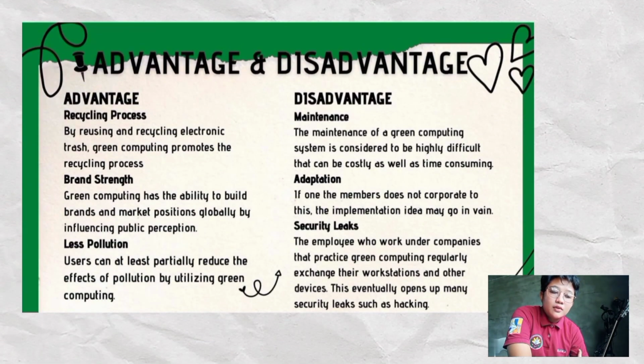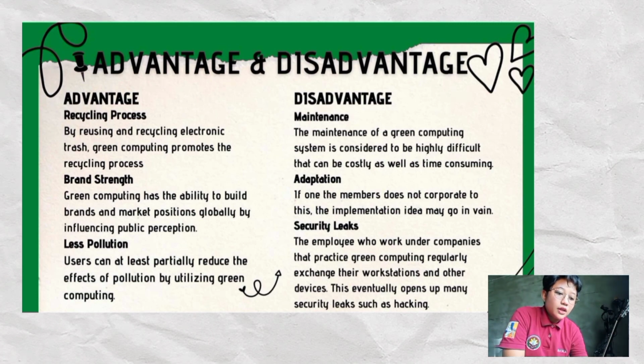We all know how the recycling process works, but in green computing, it is the reusing and recycling of electronic trash because these wastes are not biodegradable, and it can reduce resource use and properly dispose of electronic waste. Next is brand strength. By influencing people's perspective, you can strengthen your brand and make it sold to the public. Next is less pollution.